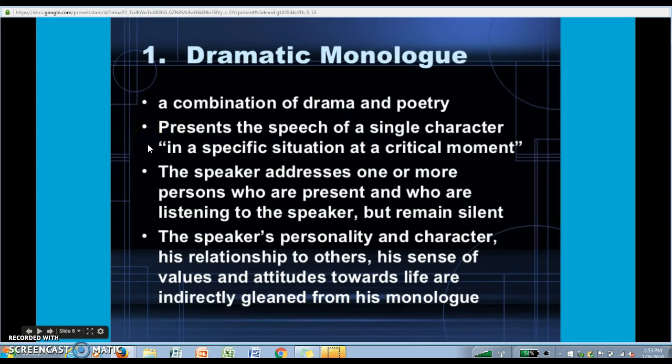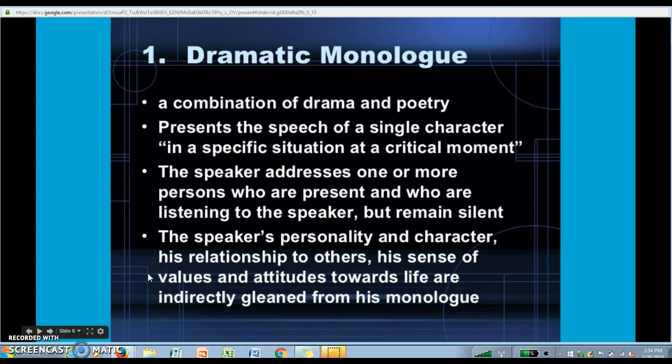Next, it presents the speech of a single character in a specific situation at a critical moment. That's why we're focusing in so closely on monologues and soliloquies, because they mark some of the most important moments of the play when very important things are being revealed and discovered. Next, the speaker addresses one or more persons who are present and who are listening to the speaker, but they remain silent. So we will go into this more closely when we discuss the difference between a monologue or a soliloquy. So hold on to this, we'll get back to it.